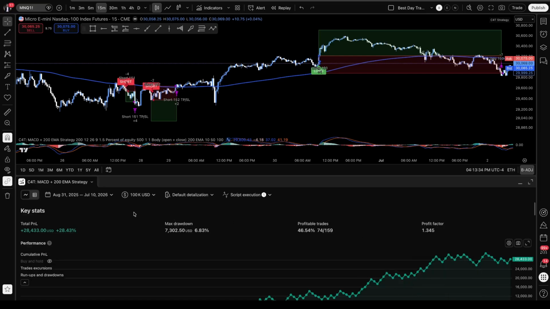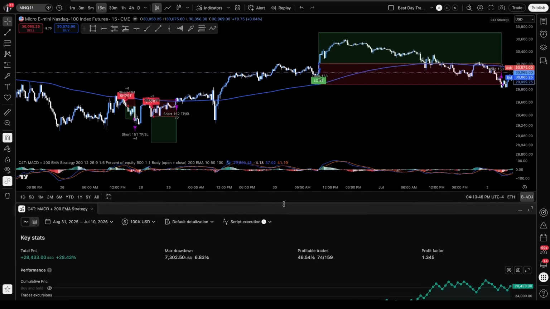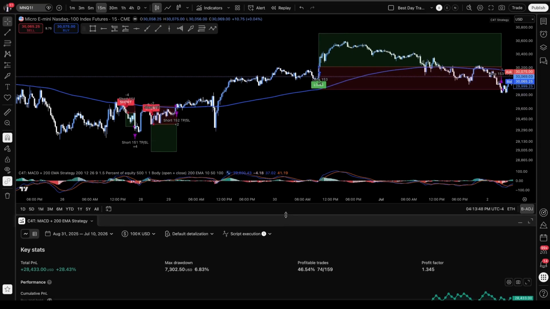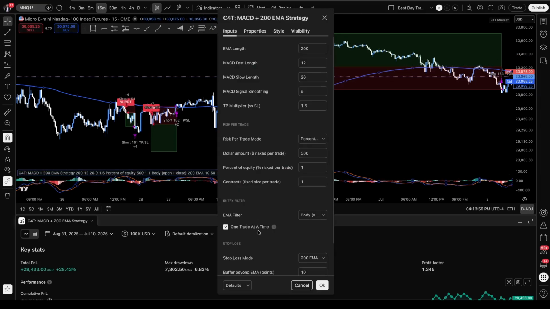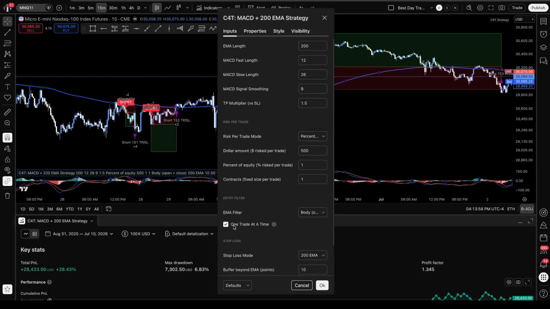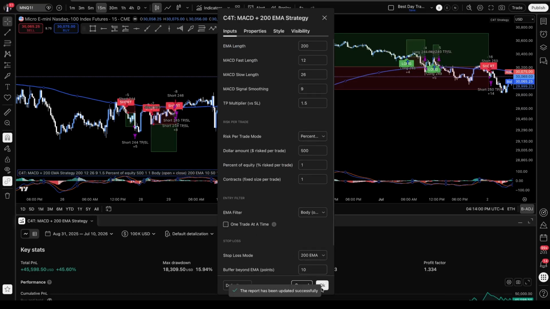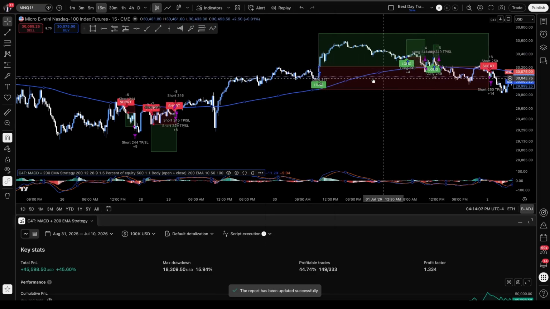This one goes from August 31st, 2025 to July 10th, 2026. So the strategy does perform very well. Like I said on Monday's video, you can take multiple different signals during one specific trade. I did add that piece in the code if any of you want it. I only put one at a time, but we can toggle that off and you can take multiple during the actual trade.